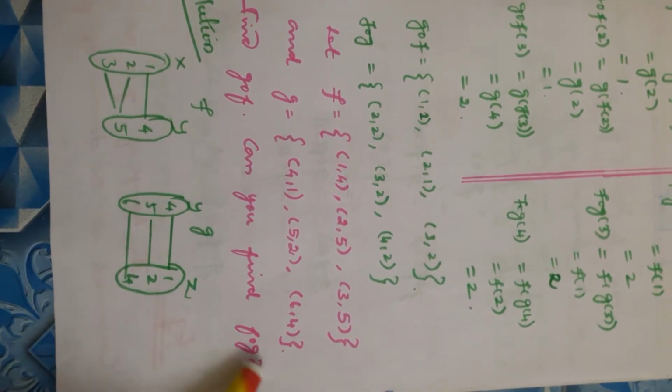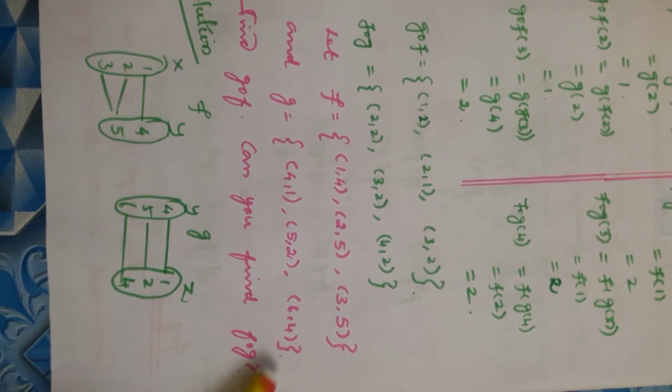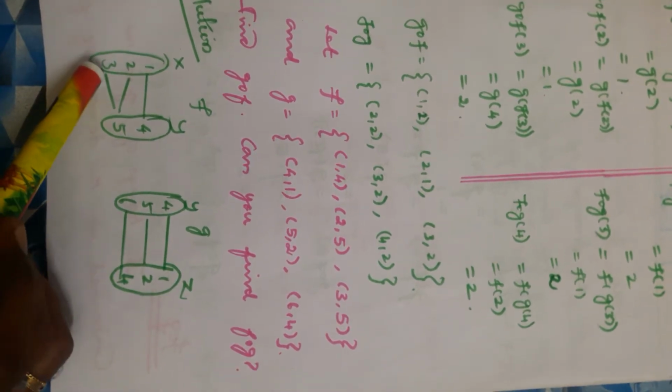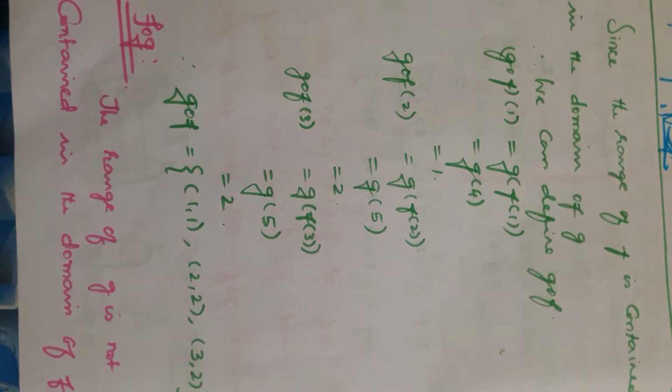So f composite g is not possible. Okay, so we cannot define f composite g, because 1 to 4 is not a subset of your x. We will see the detailed proof.